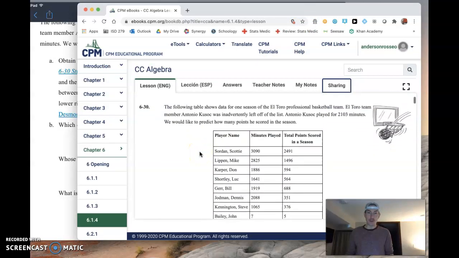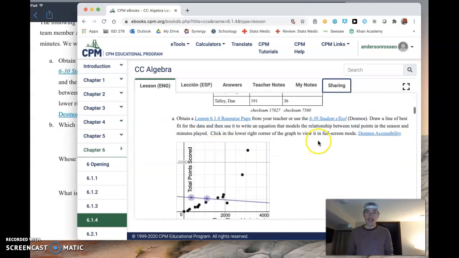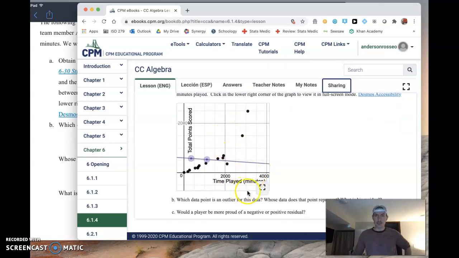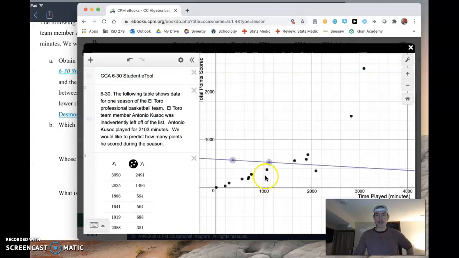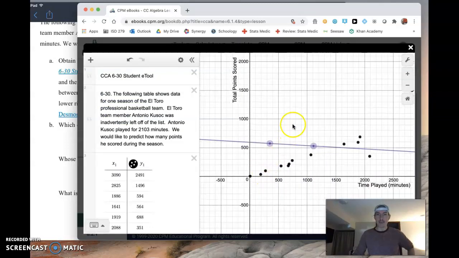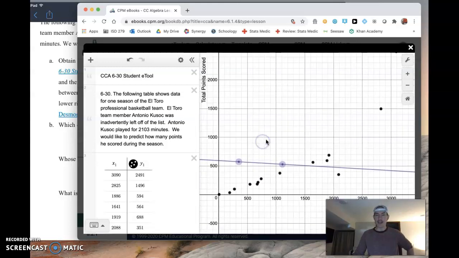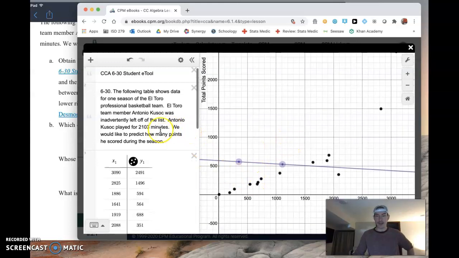So here's problem 6-30, and it says draw a line of best fit and then use it to write the equation that models the relationship between the two, total points of the season and minutes played. Okay, so here's that e-tool. You can click on it. I'm going to do it right here, and it brings up an interactive Desmos space for me, and this is really pretty cool.